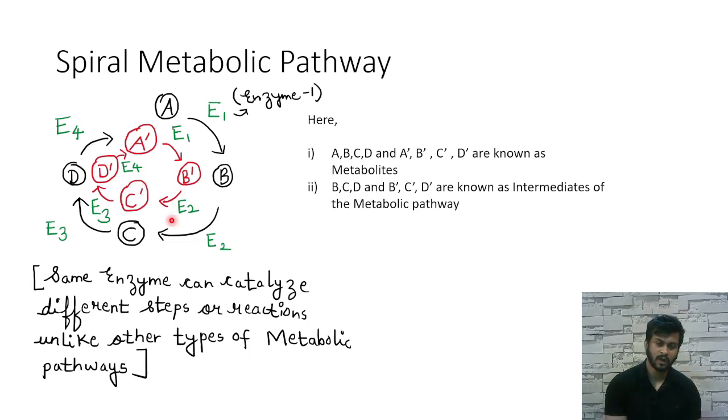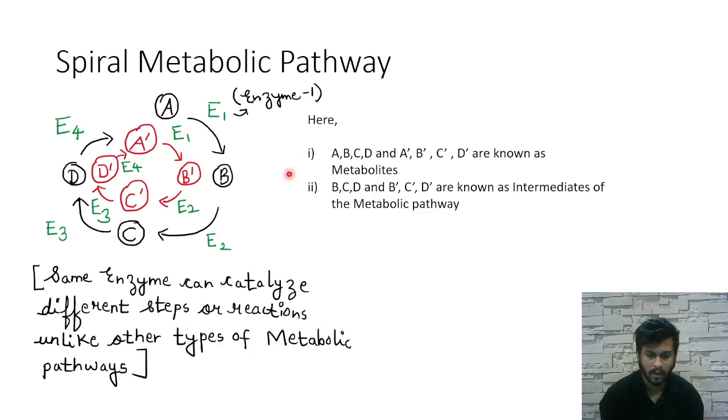The minor difference here is that the same enzyme E1 is catalyzing 2 steps. It can catalyze A to B and also A dash to B dash. So in a spiral type of metabolic pathway, one enzyme can catalyze more than one step. But in linear and cyclic type of metabolic pathway, one enzyme can catalyze only one step, or each step is catalyzed by a single enzyme or specific enzyme. So here, the same enzyme can catalyze different steps or reactions, unlike other types of metabolic pathway.